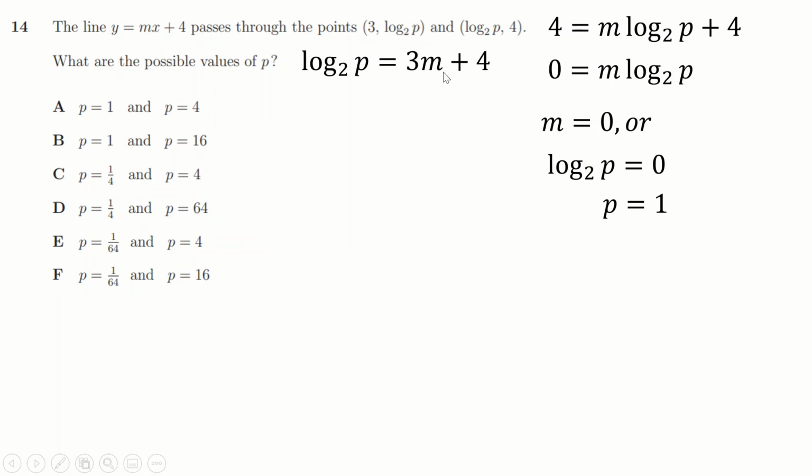Now, if m can be whatever we want, in this case, that doesn't really help us, but we have the p as 1, so that's fine. If m is 0, I can just put that into here, and I'm looking for that. And now I'm looking for 2 to the power 4 is something, that's 16. And so the solutions for p are 1 and 16.